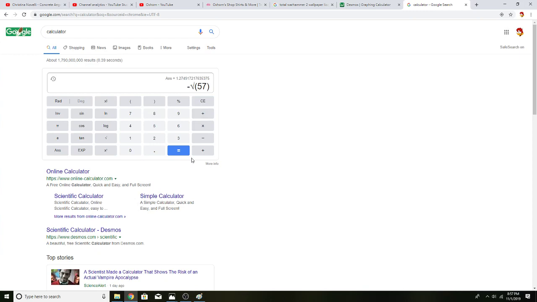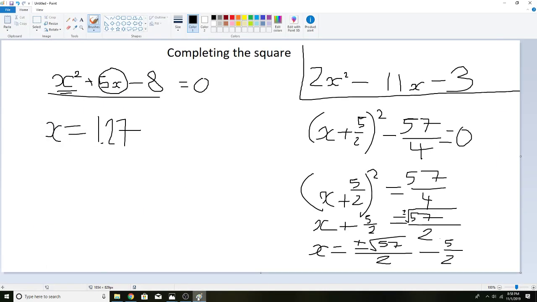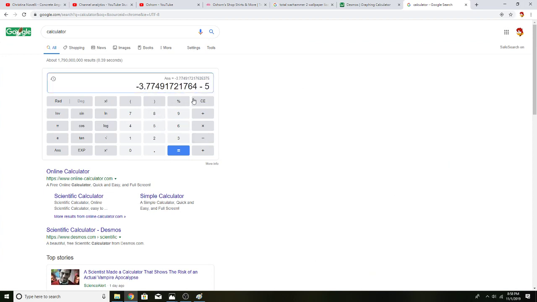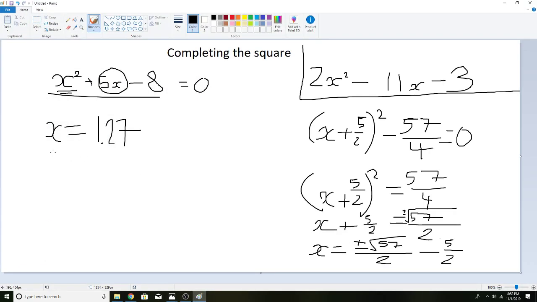Yep, and then that's that number divided by 2. That's that number minus 5 over 2, which is like 2.5. So minus 6.27. Minus 6.27.